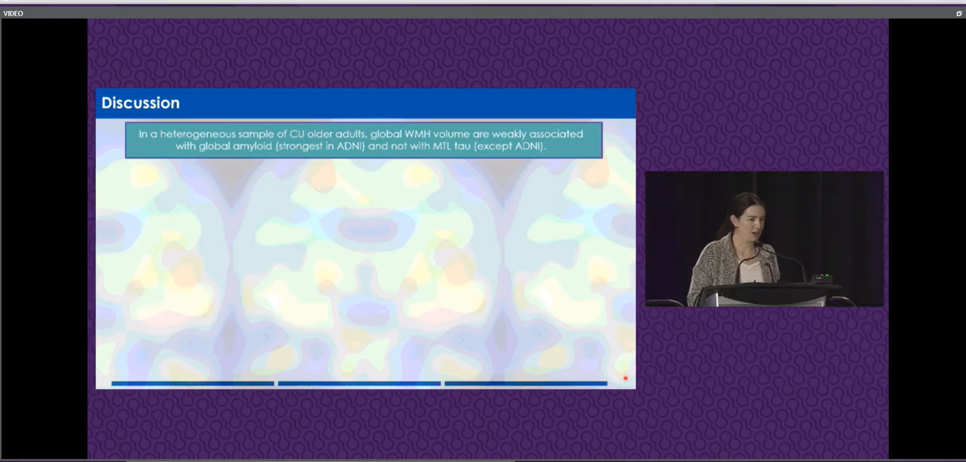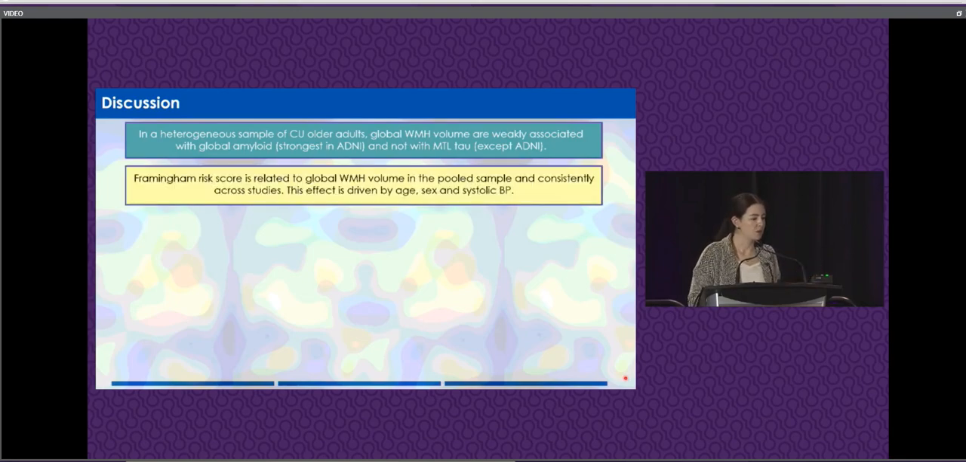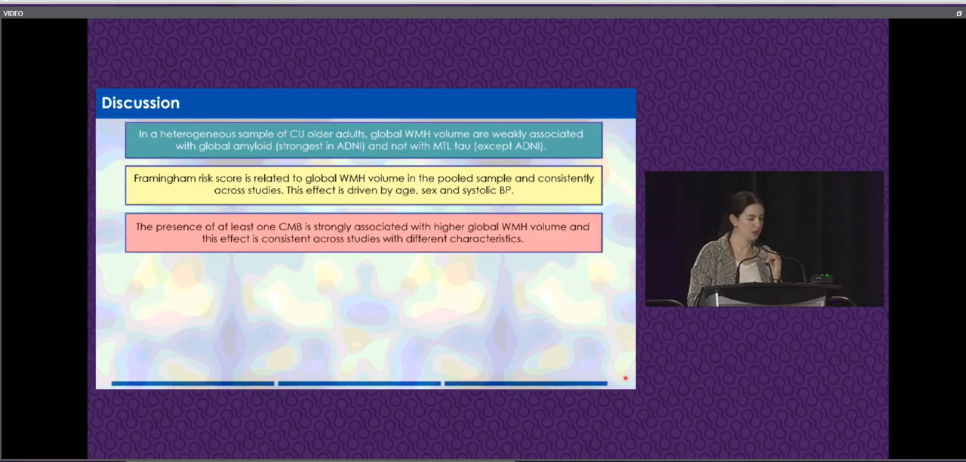So to wrap up, in our large, over 2,500 individuals, sample of cognitively unimpaired older adults, we found that global white matter hyperintensity volume was weakly associated with amyloid, and this effect was strongest in ADNI and was not associated with tau except in ADNI. We found that the Framingham risk score was related to global white matter hyperintensity volume, both in our pooled sample and pretty consistently across cohorts, and this was really driven by age, sex, and systolic blood pressure.